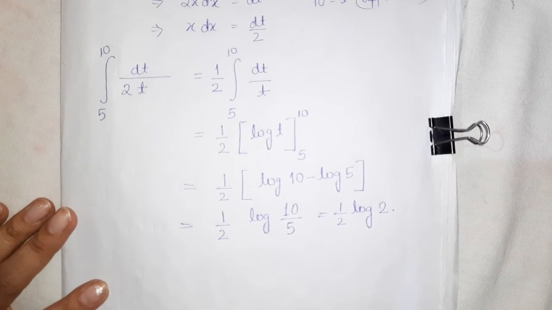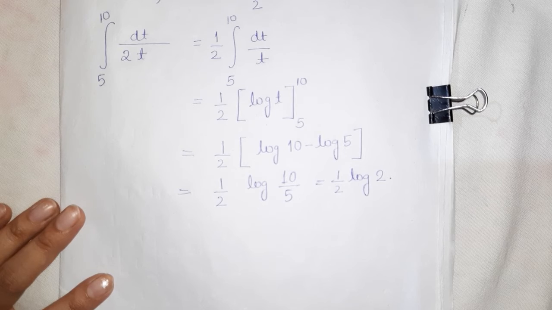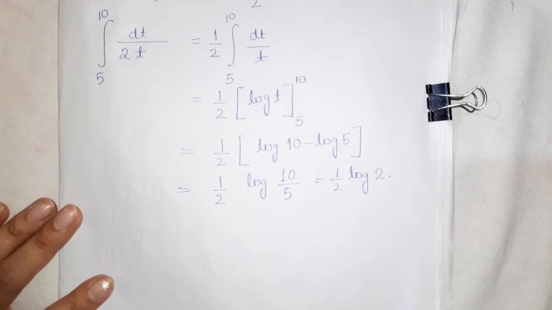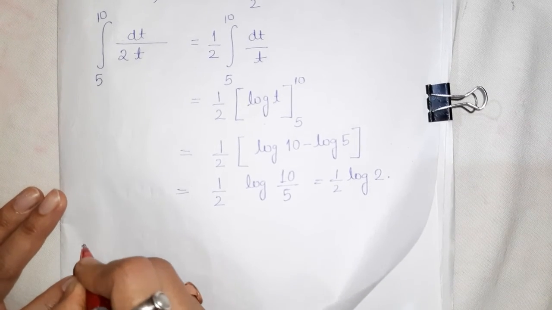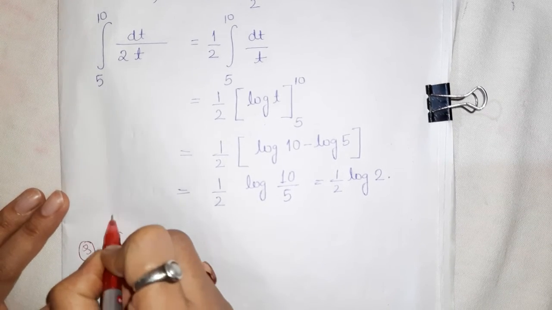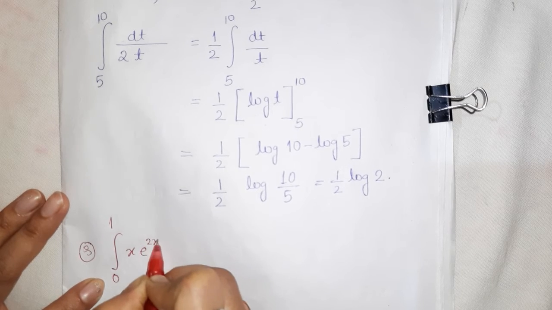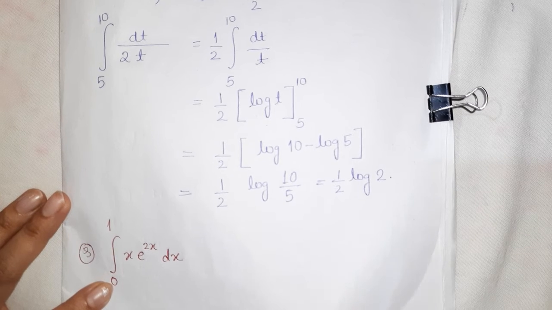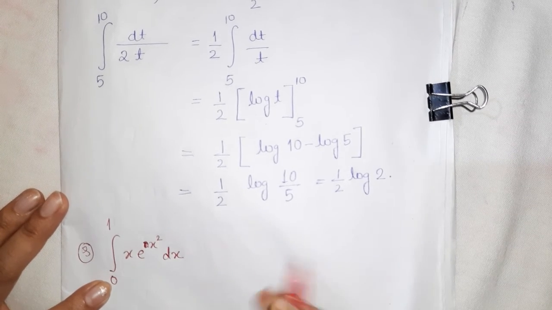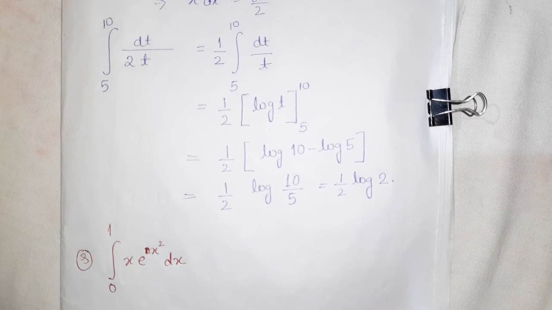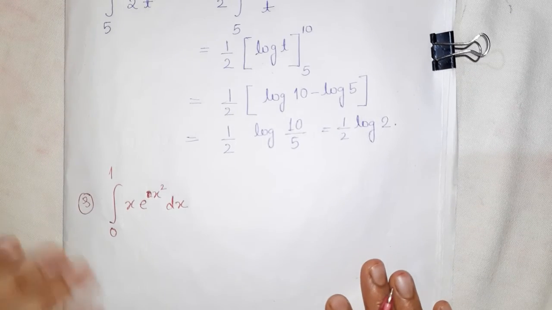Now let's do one more question. We take the integration from 0 to 1 of x e to the power x square dx. Sorry, x e to the power x square dx. Now here also we use the substitution method.